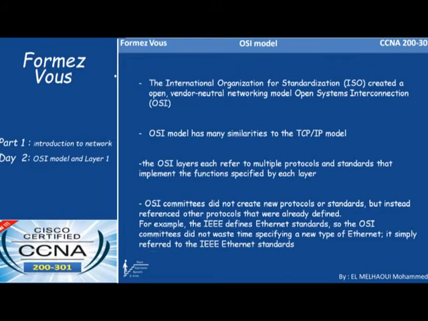First, the OSI layers each refer to multiple protocols and standards that implement the functions specified by each layer. OSI committees did not create new protocols or standards, but instead referenced other protocols that were already defined. For example, the IEEE defines Ethernet standards, so the OSI committees did not waste time specifying a new type of Ethernet, it simply referred to the IEEE Ethernet standards.